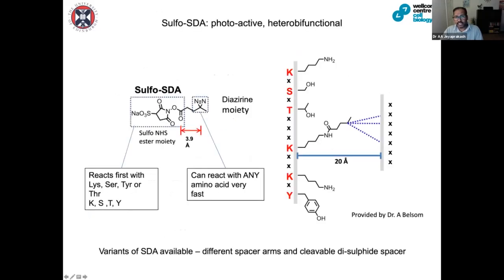Sulfo-SDA is a photoactivatable crosslinker. It's a heterobifunctional crosslinker. The sulfo-NHS ester moiety reacts with primary amines as well as hydroxyl groups, so it can also crosslink serine, tyrosine, and threonine, whereas the diazirine moiety can react non-specifically with any amino acid. And there are also a few variants of SDA available with different spacer arms and also a cleavable disulfide spacer. So that's about the crosslinkers.